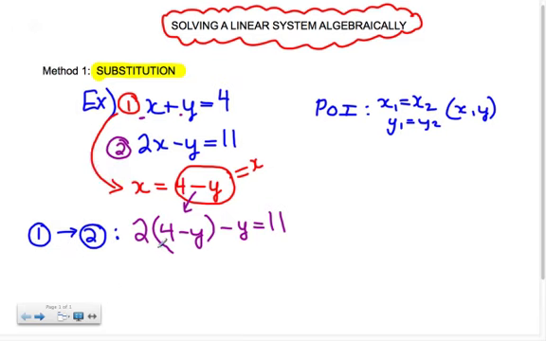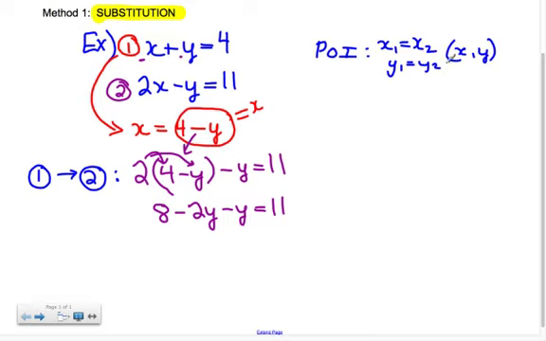So at this point, now we just do a regular grade 9 equation. The 2 multiplies through the brackets. So I get 2 times 4, which is 8. 2 times minus y, which is minus 2y. And don't forget this minus y here equals 11. And what we're trying to do right now is to get y by itself. We're trying to find out what is the y value for my point of intersection that these two meet at. So now it's going to be 8 minus 3y is equal to 11.